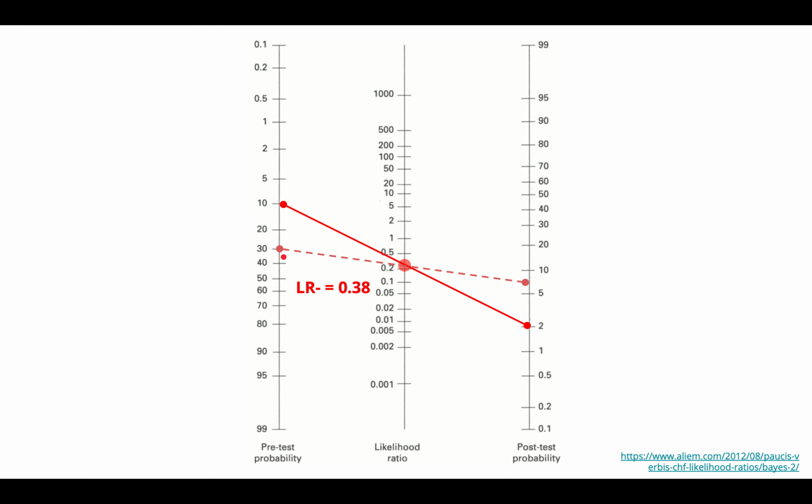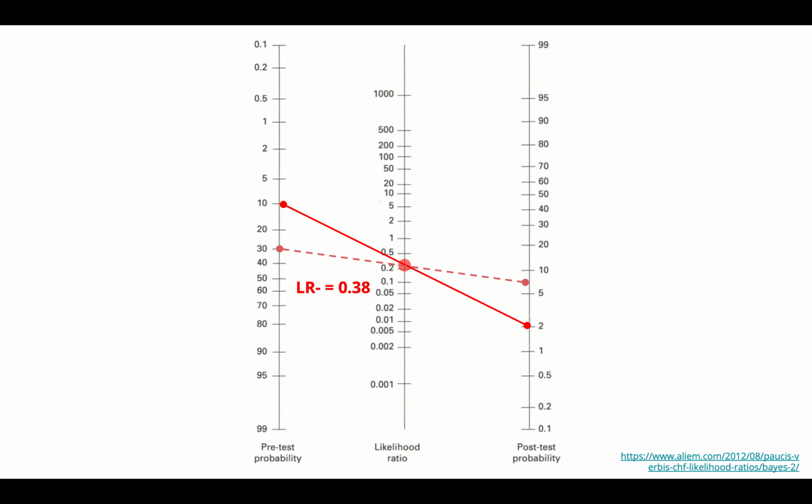Let's take that same one, 30%, right? So what happens with 30%? You go from 30% through here, and you end up somewhere around, let's say, 7%. And so we decreased with the negative test from 30 to 7. And so you can see how likelihood ratios work.